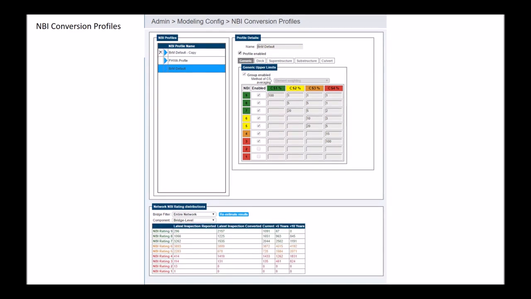And then, as with the other page, there is a good, fair, poor guide at the bottom to help you find the appropriate setting for your agency. During testing, we came across some states that allow 100% in condition state 3 and say that's equivalent to an NBI of 5, and some which only tolerated 10% in condition state 3 before considering it an NBI of 4. So these limits will really need to be configured to your agency's practices.